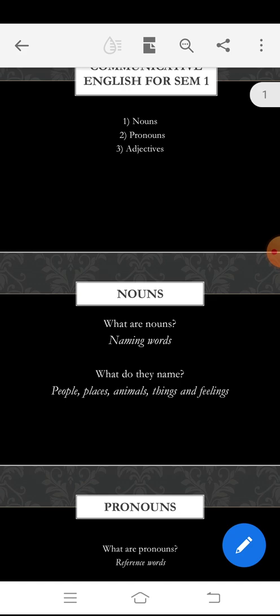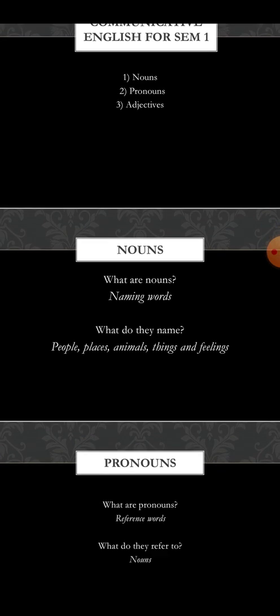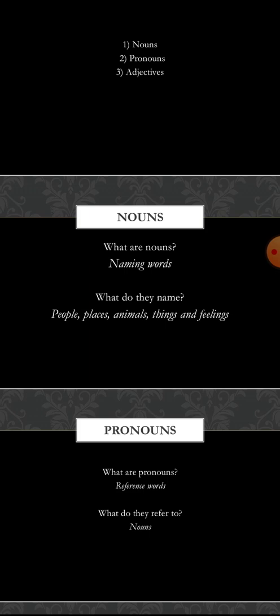People, they name people. What sort of people? It can be the names of people, it can be people itself. For example, Rita. Rita is the name of a person, so people. Place, Manandavadi. Manandavadi is the name of a place. Animals. Goat is the name of an animal. Thing. Laptop is a thing. Feelings. Anger, love, happiness. All of these are feelings. Feelings are something that you cannot see or hear, but you can only feel. I hope I'm clear till now.